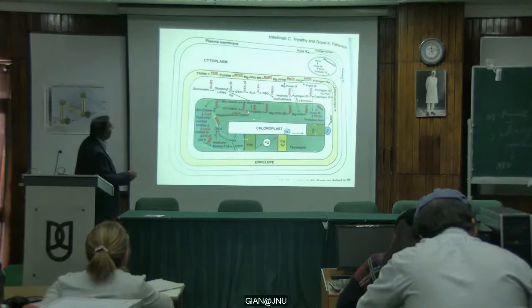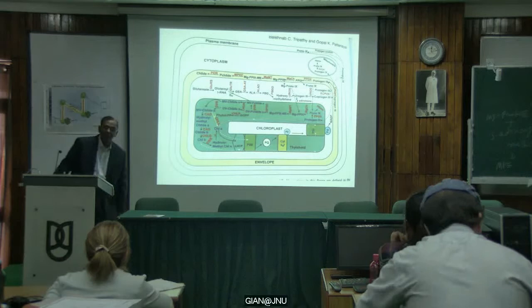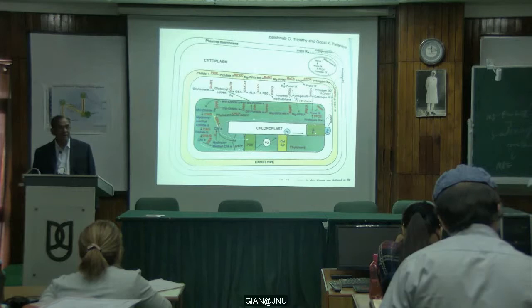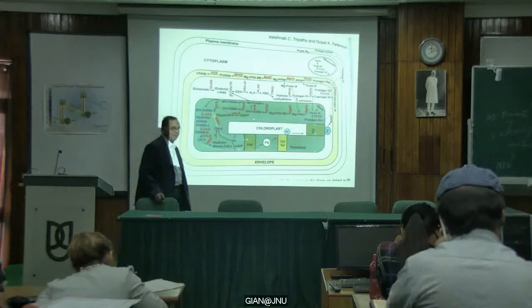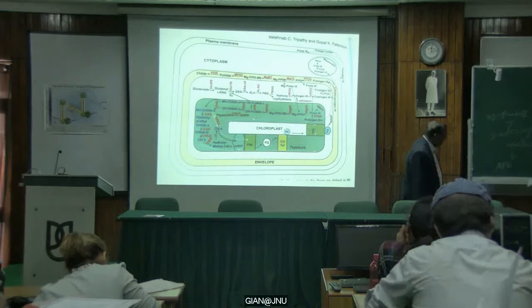Now this divinyl protochlorophyllide and monovinyl protochlorophyllide, both can be converted to chlorophyllide by the enzyme protochlorophyllide oxidoreductase, POR. We talked about POR briefly, and we'll talk about POR a little later.